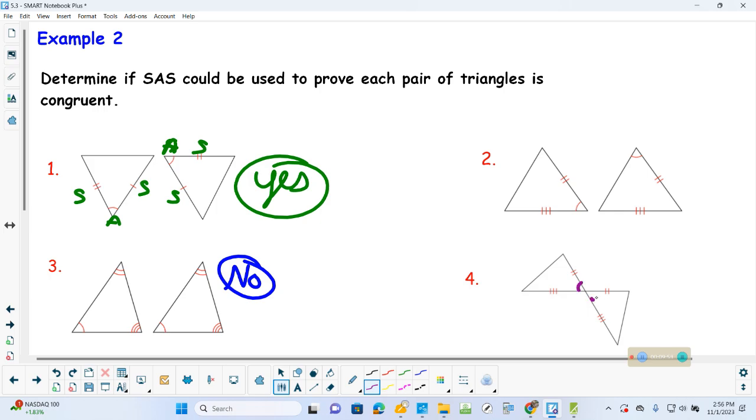Because what lovely angles are these guys? Vertical angles. Okay, remember we're writing proofs today. Vertical angle congruency theorem is still in play. Side angle side. Got it.